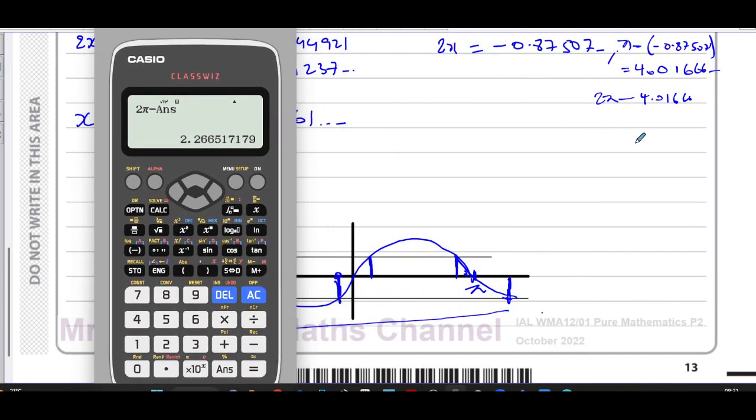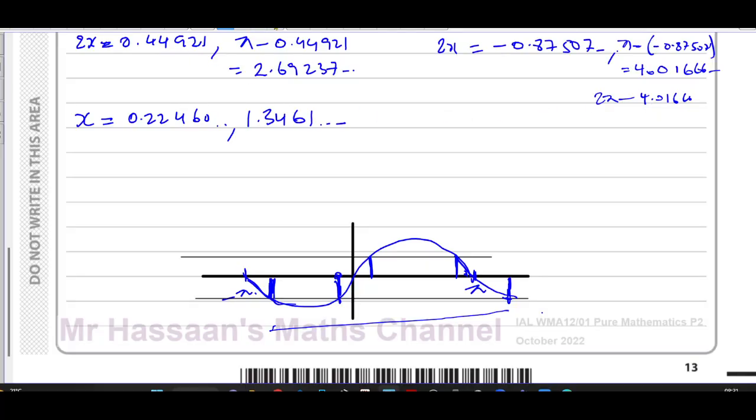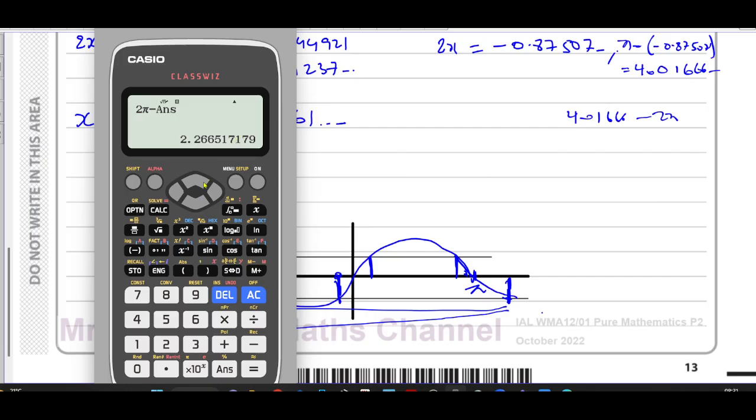Okay, so actually, no, what am I doing? It's not 2 pi minus this angle. Stop what I said there. It's this angle minus 2 pi. So it's 4.01666 minus 2 pi. Other way around. So this angle, you've got to go back 2 pi. Right? You've got to take away 2 pi from it. Excuse me for that. You're going to take 2 pi away from it. So actually, it's this angle here.